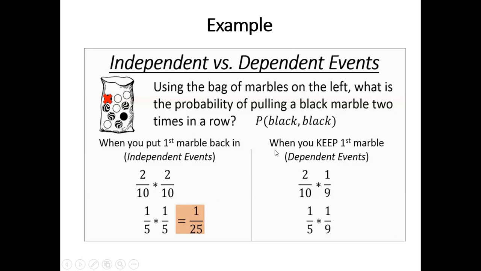But if now you keep the first marble, then on the second try, the event is dependent. The probability of a black the first time would be 2 over 10, but having selected a black the first time, we only have 1 black left out of 9 marbles, so the probability now of 2 blacks would be 1 over 45.